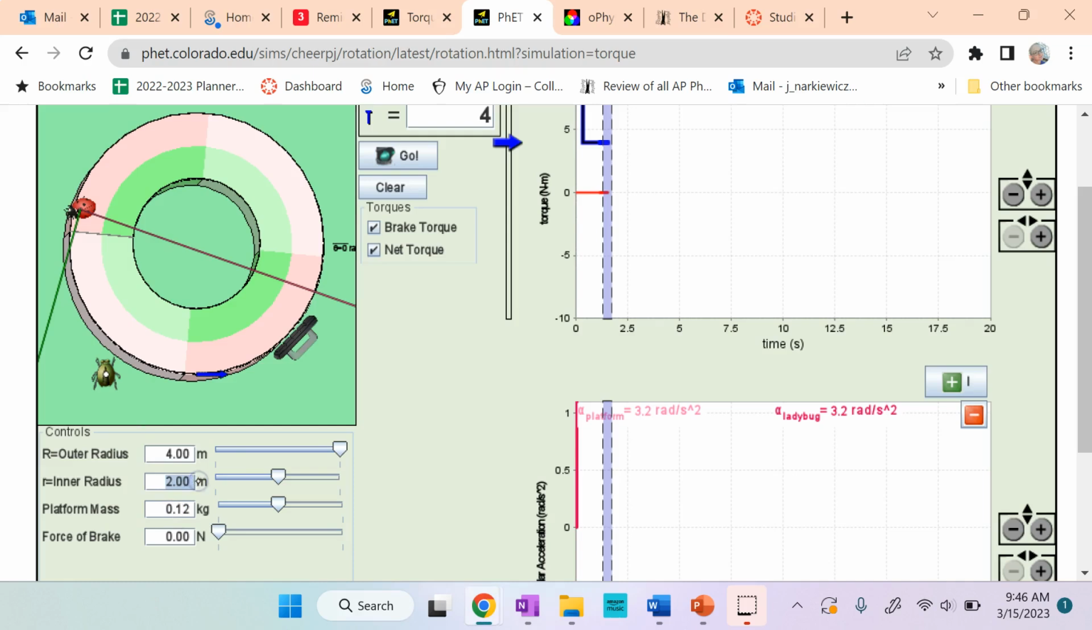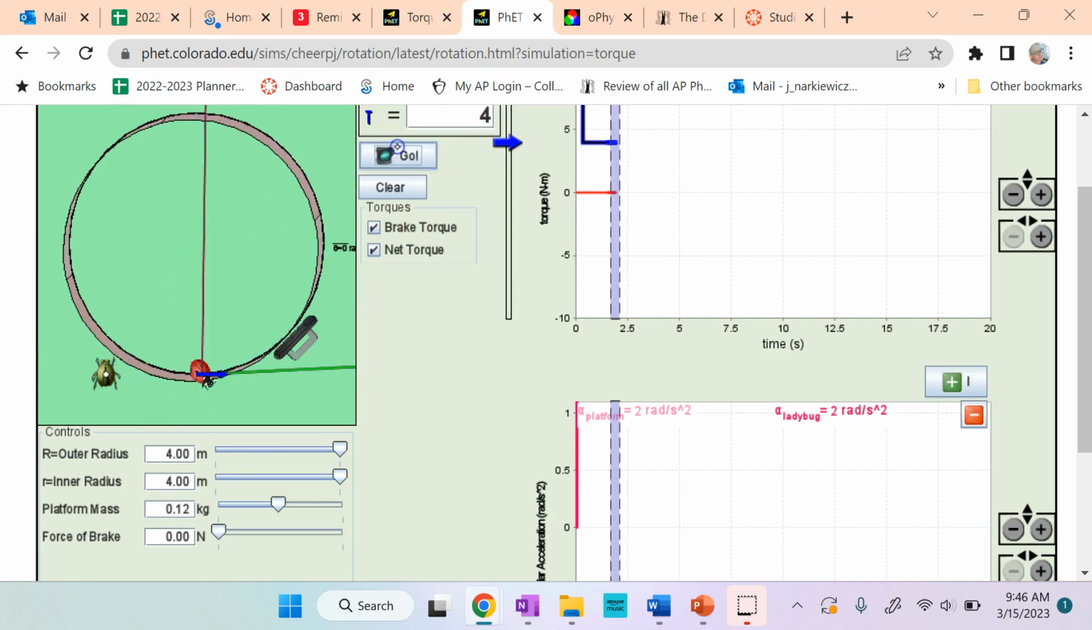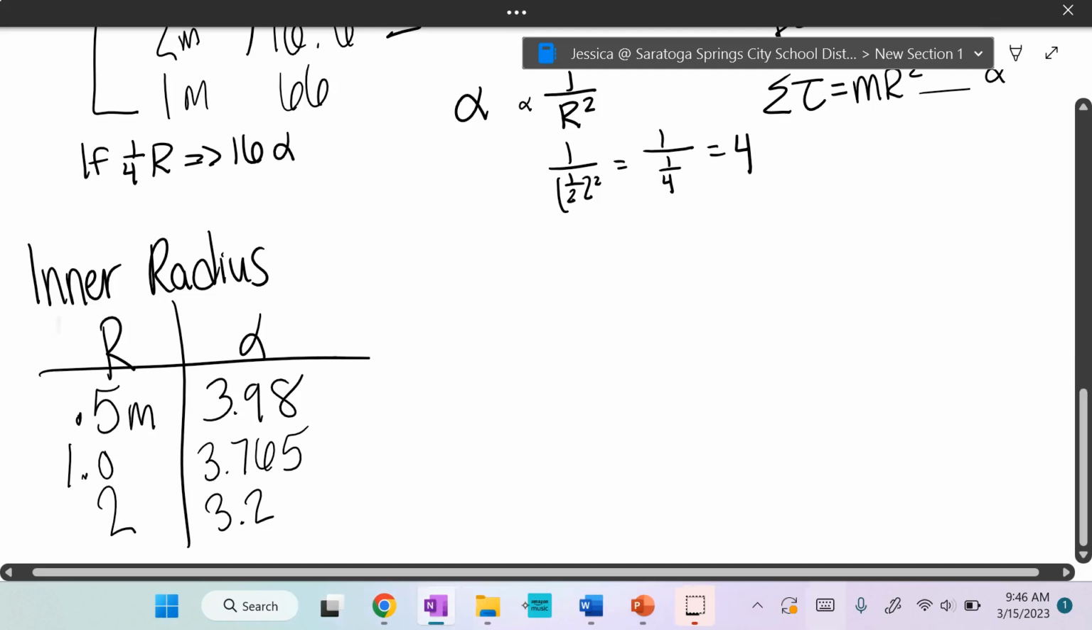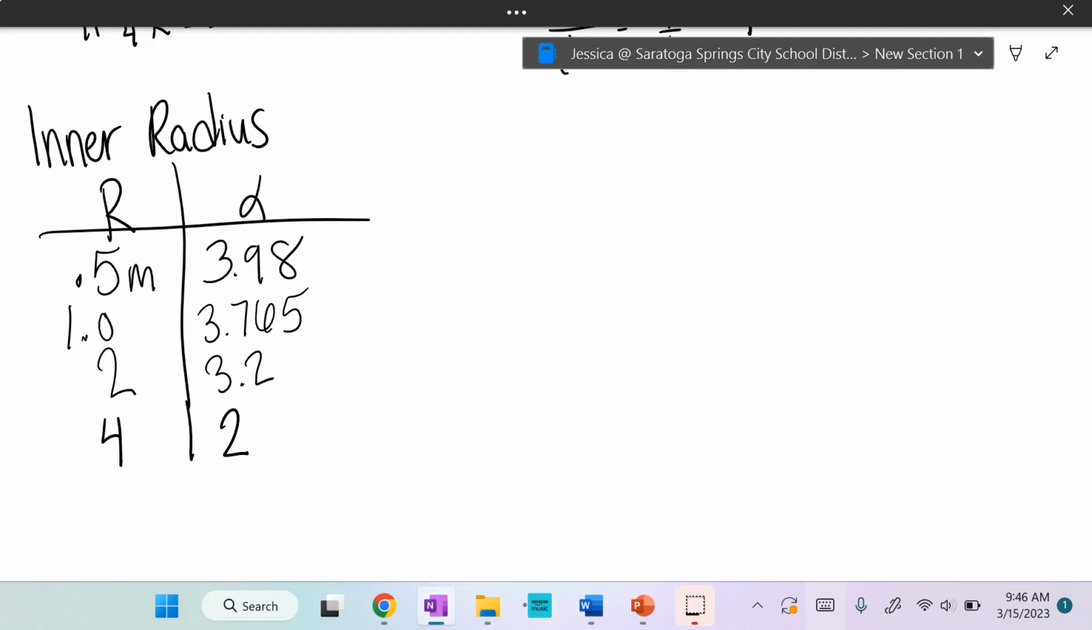So all of my mass is completely on the outside. Making sure I have a torque of 4. And now I'm at 2 radians per second squared. Okay. So this one isn't as easy of a pattern to see as the other. In fact, I can't really see any pattern. So that tells me that the inner radius definitely affects the angular acceleration, right? Like it's definitely changing, but it's not as clear of a relationship as we might expect.